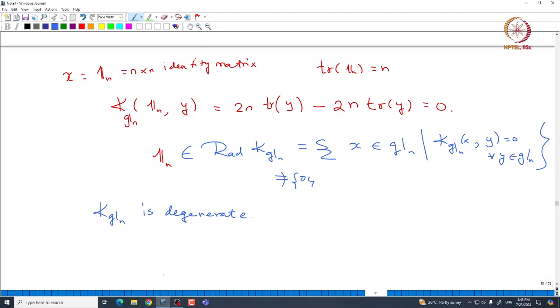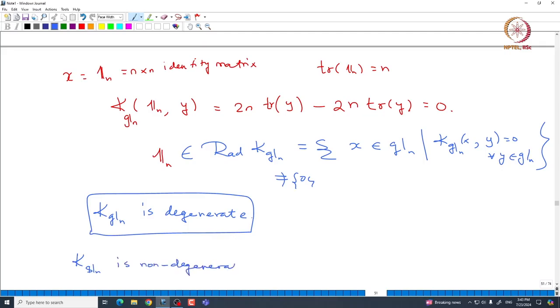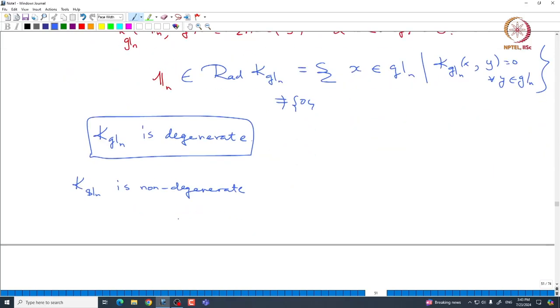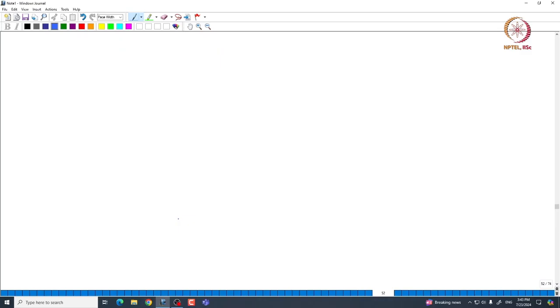So, we have proved that the kappa of GLN is degenerate, but from the general theory one can see that kappa of SLN is non-degenerate. But kappa of GLN is degenerate. So, one can see how to compute the Killing form for the various subalgebras.